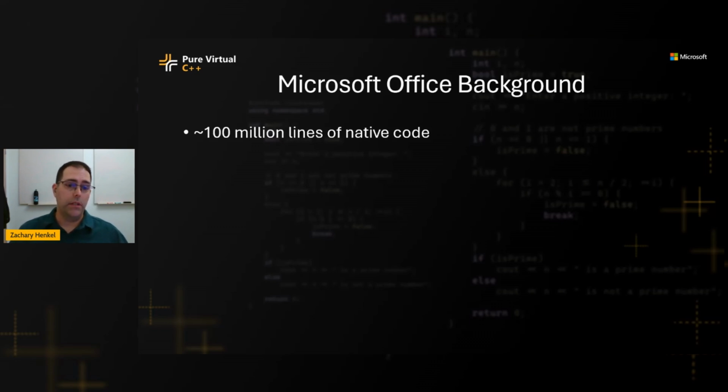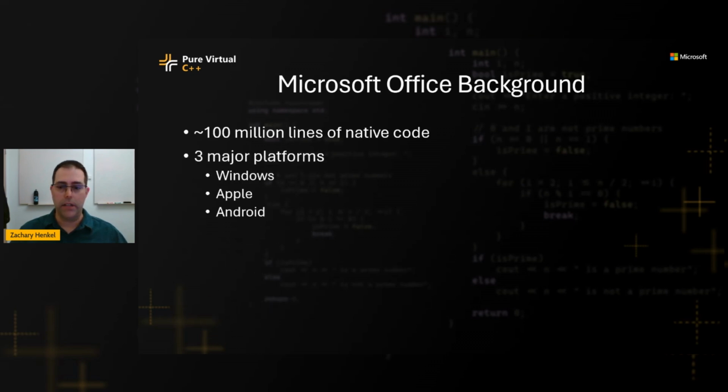It's about 100 million lines of native code. We compile for 3 major platforms, Windows, Apple, and Android. And because of that, we have 2 compilers, MSVC for Windows and Clang for Apple and Android. And of course, those are not exactly the same Clang either because the vendors take snapshots at different times. They do things to cherry pick fixes or add platform-specific things.